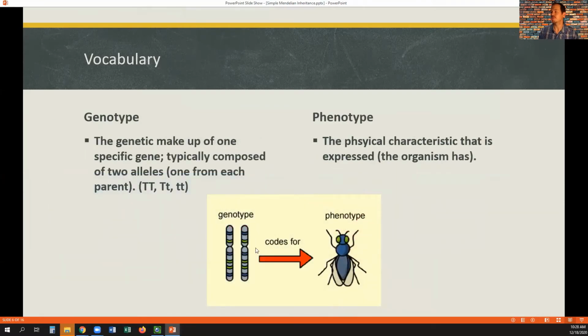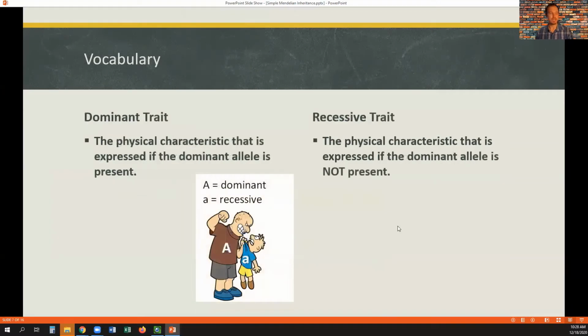So remember, genotypes code for phenotypes. So there's an allele, there's the genotype for green eyes for this fly, and it coded for the phenotype, the physical trait of actually having the green eyes. Next is a dominant trait. Dominant traits are the physical characteristic that is expressed if the dominant allele is present.